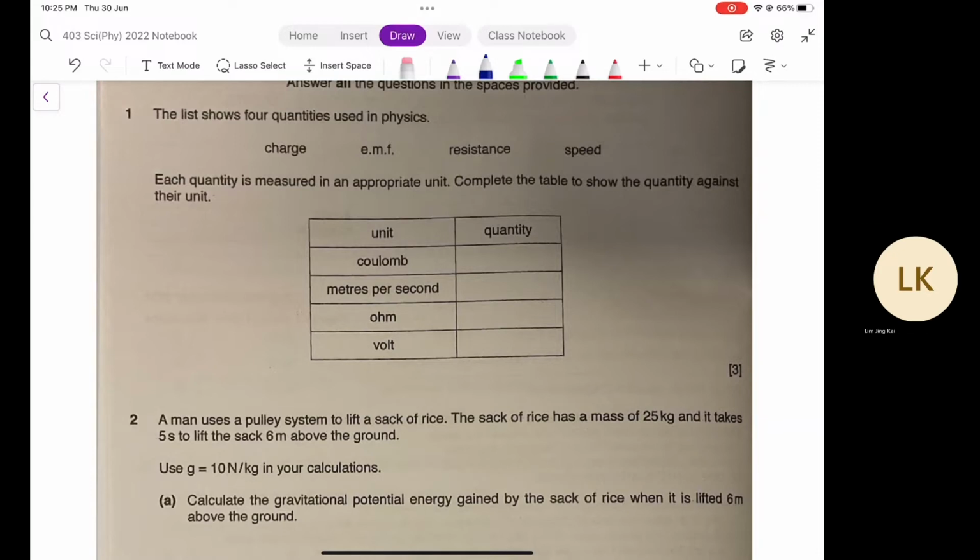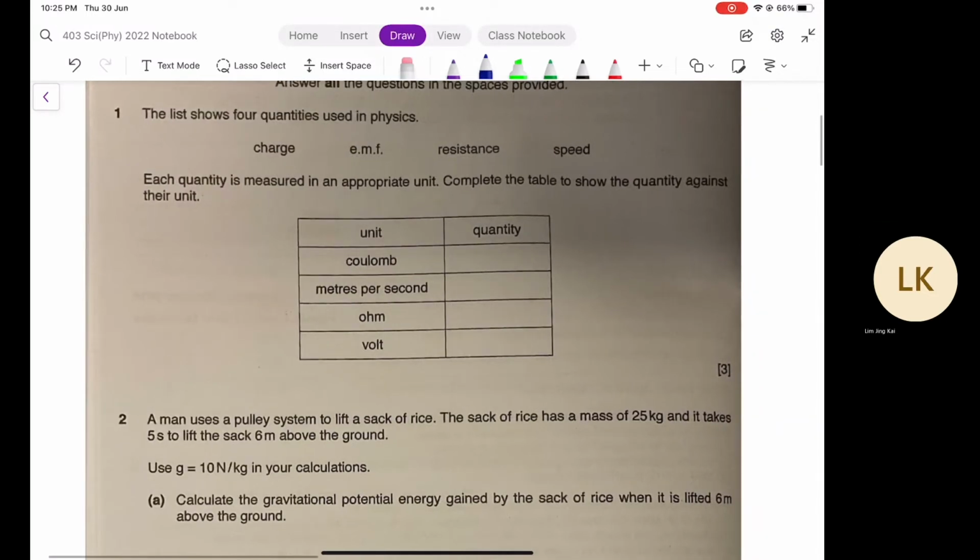Okay, so if we match them accordingly, you should be able to obtain the following. For coulombs, it's actually charge. For meters per second, it's actually the quantity for speed. Okay, and for ohm, it is actually the quantity for resistance. Volt will then be EMF, electromotive force.